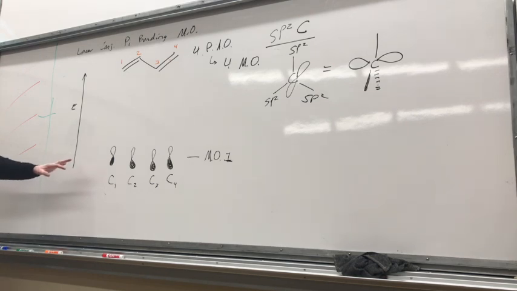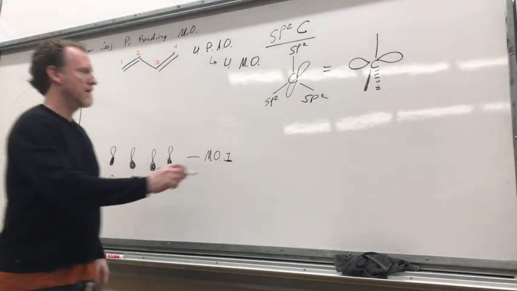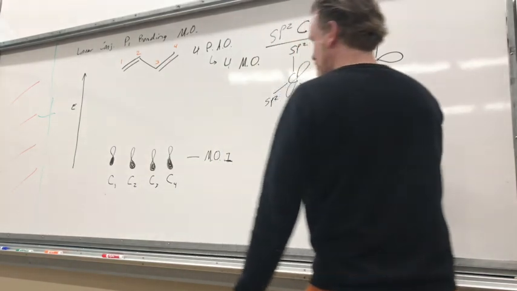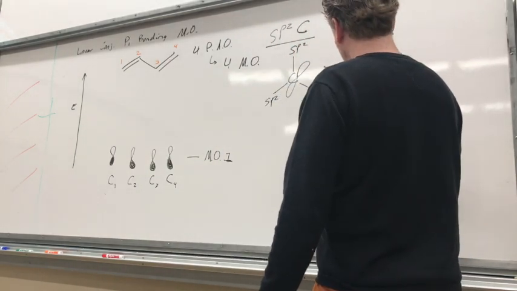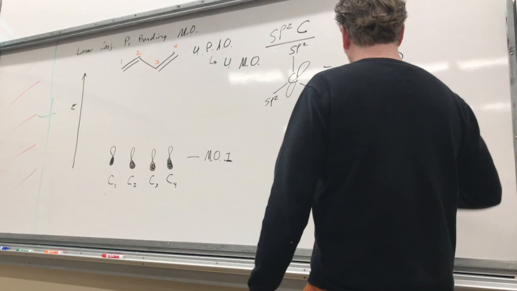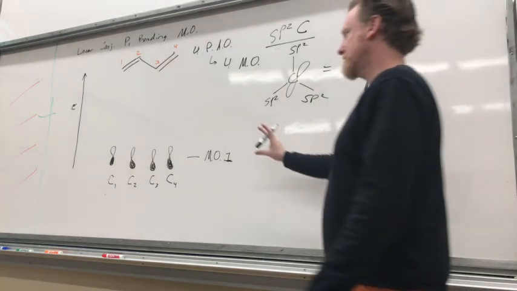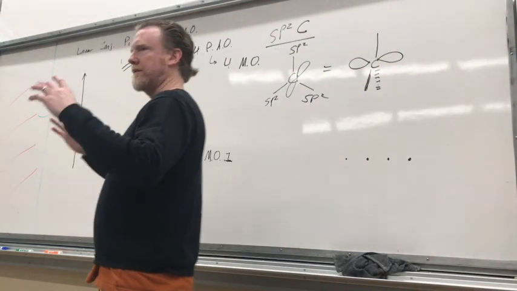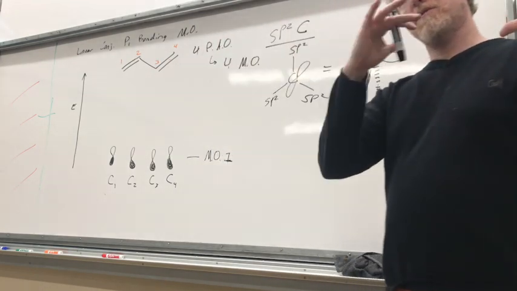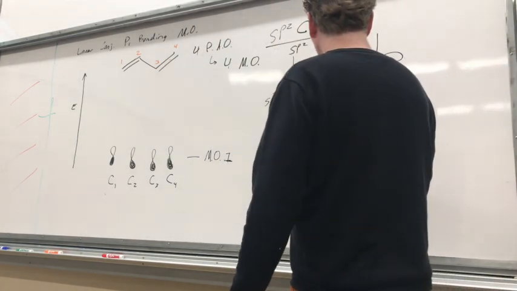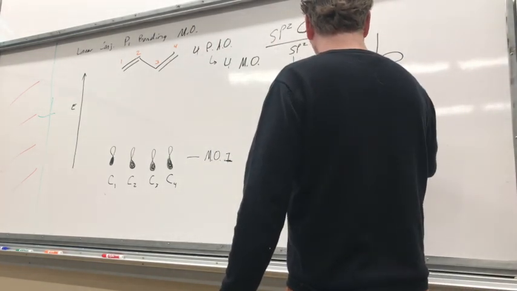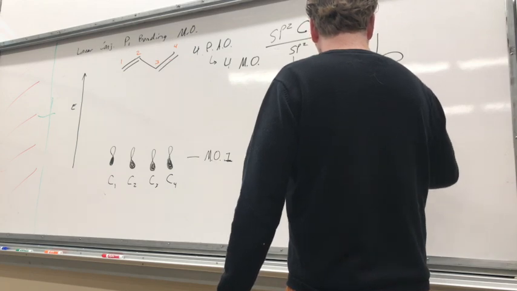Okay. So what does that mean? Well, it means this. You can draw four dots here, 1, 2, 3, 4 dots. And it means these four p orbitals, the portions of them on this lower energy orbital, can all combine in phase and add together. So you have a situation like this.